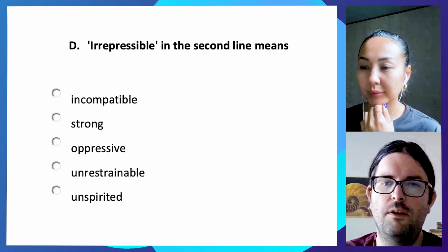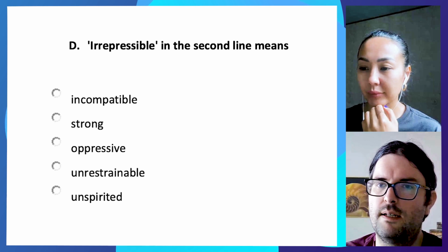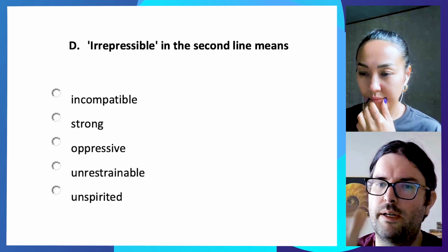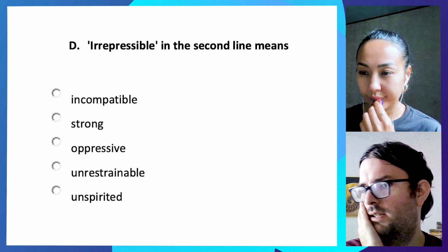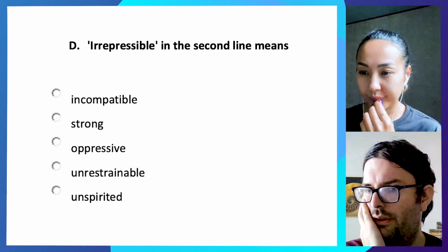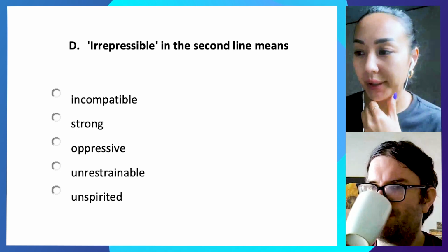Next one: irrepressible in the second line means his spirit is irrepressible. Unrestrainable, I would say. So the fourth. Okay, great. Well, that's it for today then. So that was the first one.